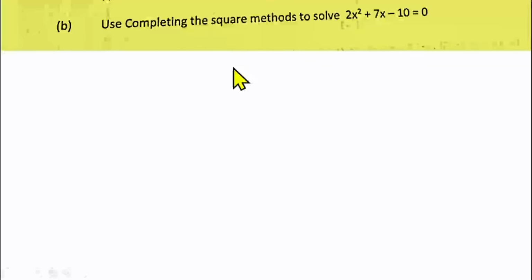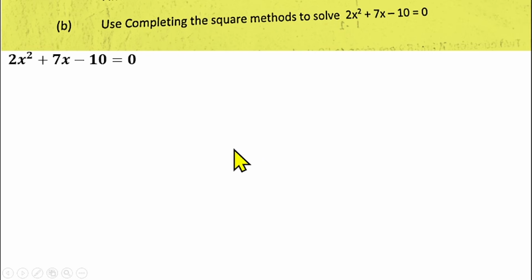Question number 5b is from the quadratic equation. We have to solve this quadratic equation using the completing the square method. We are having this equation 2x squared plus 7x minus 10 equals to 0. The first thing to do is to make sure that the coefficient of x squared is 1. But here it is 2, so you need to divide through by 2. If you divide this by 2, you have x squared. Divide this by 2, you have 7/2x. Divide this by 2, you have minus 10, sorry, minus 5. Divide this by 2, you have 0.